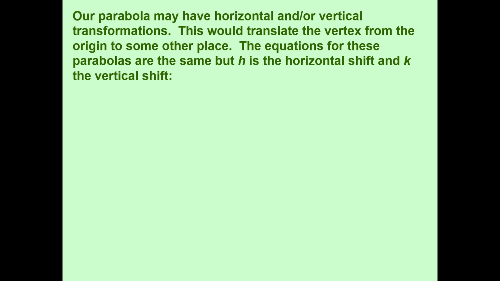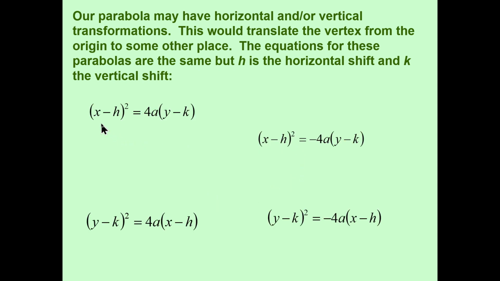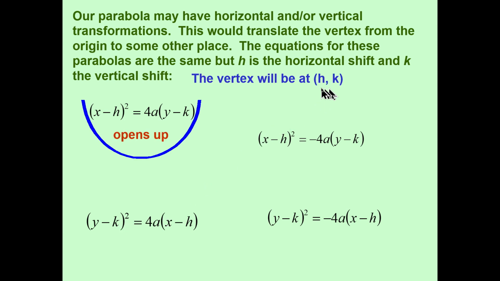Our parabola may have horizontal or vertical transformations. This would translate the vertex from the origin to some other place. The equations for these parabolas are the same, but h is the horizontal shift and k is for the vertical shift, and it gives us 4 different varieties here. The vertex is at (h, k).